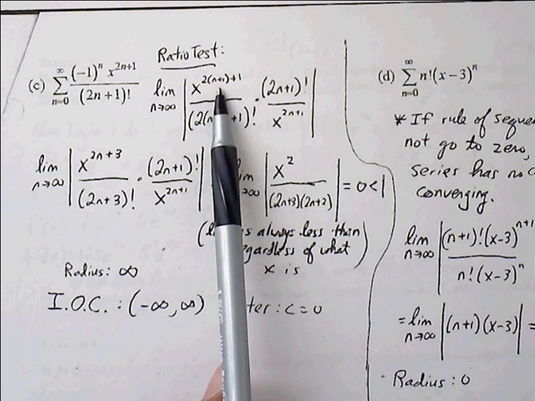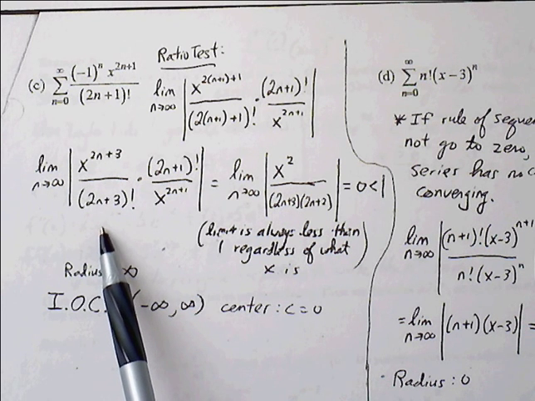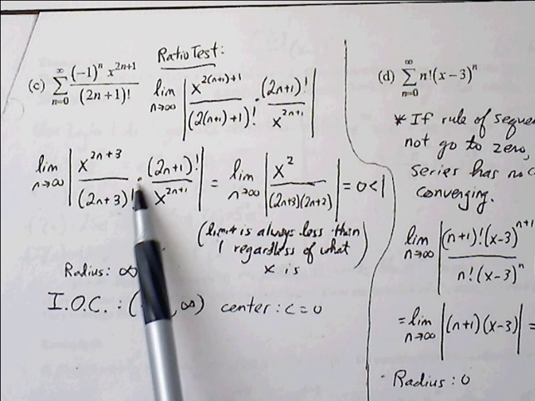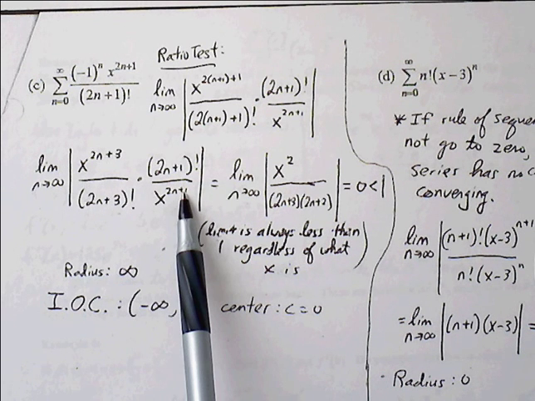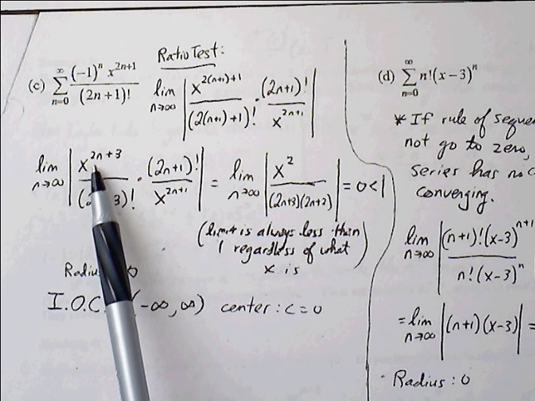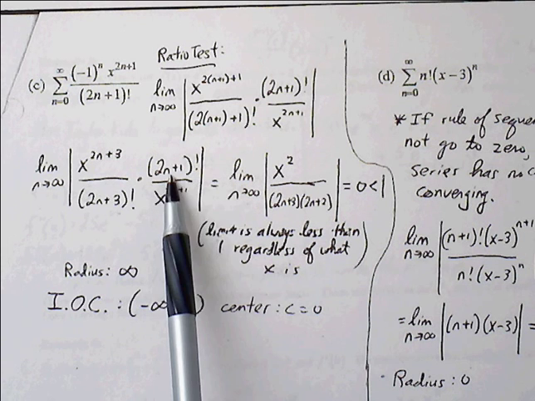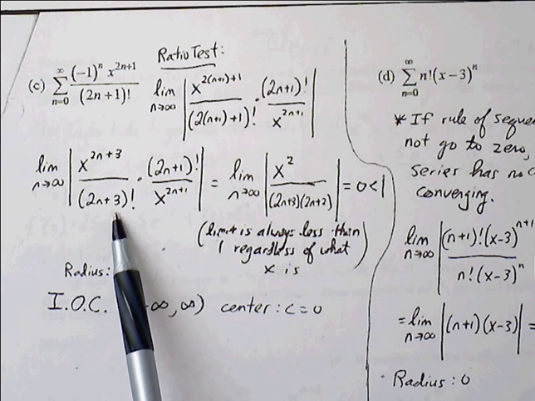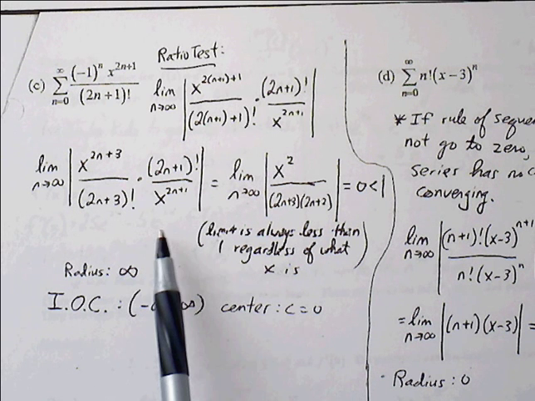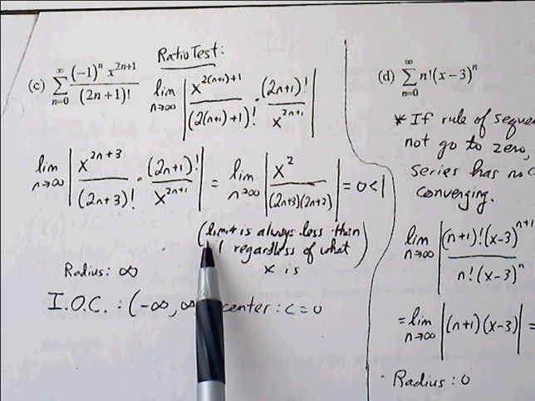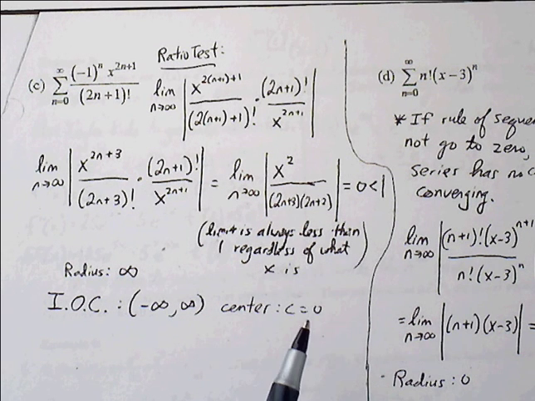Okay, 2n plus 2 plus 1 is 2n plus 3. And then we look to see if we can cancel out. Here we can cancel out everything except for the numerator, which will remain with x cubed over x to the first power, which is x squared. 2n plus 1 and 2n plus 3 factorial is the same thing as 2n plus 3 times 2n plus 2 times 2n plus 1. Once you get down to 2n plus 1, it will cancel out with the numerator, which leaves the denominator with 2n plus 3 times 2n plus 2.